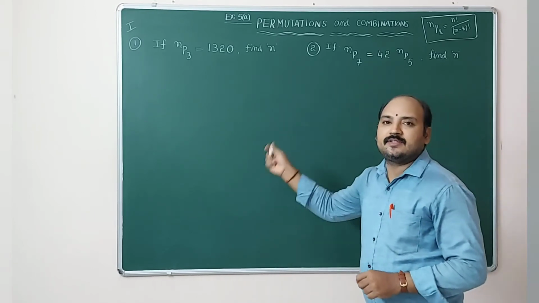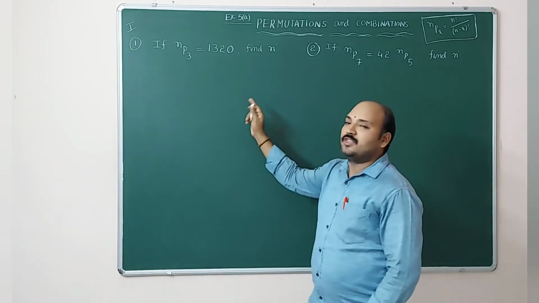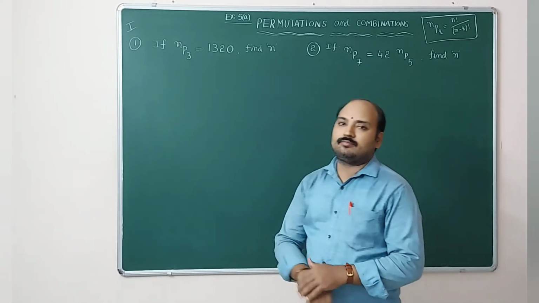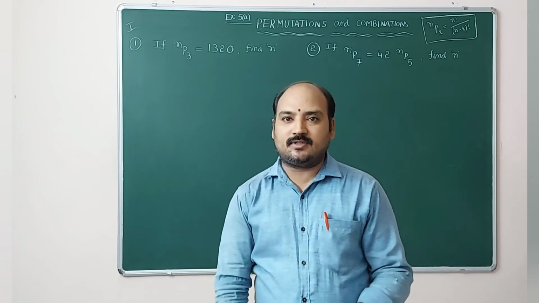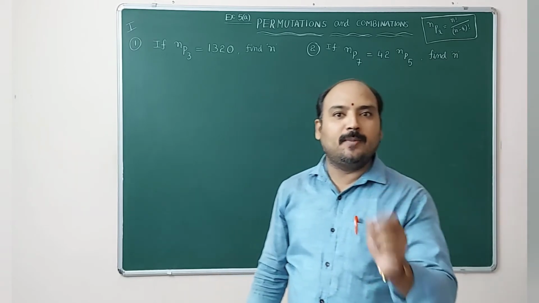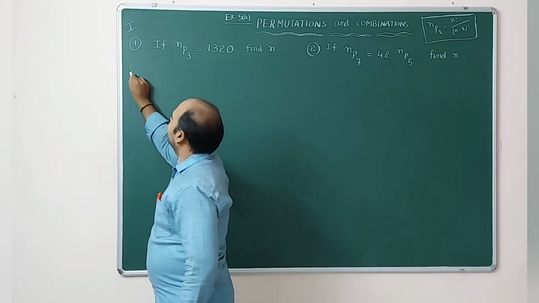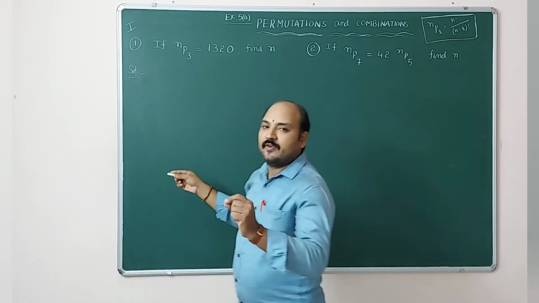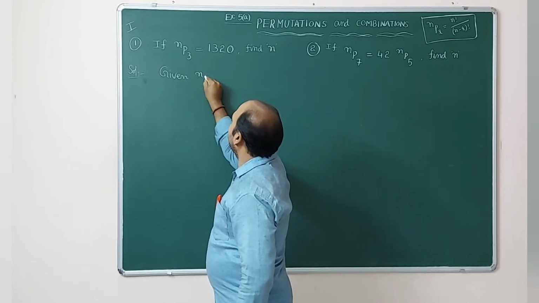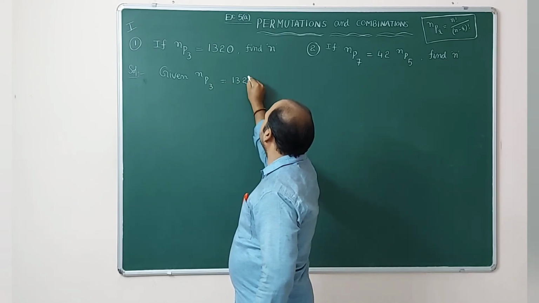Let us have a discussion on the exercise problems. The first problem: if nP3 equals 1320, find n. In the earlier classes, we discussed nP2, nP3, nP4. Here, first you write the given: nP3 is equal to 1320.